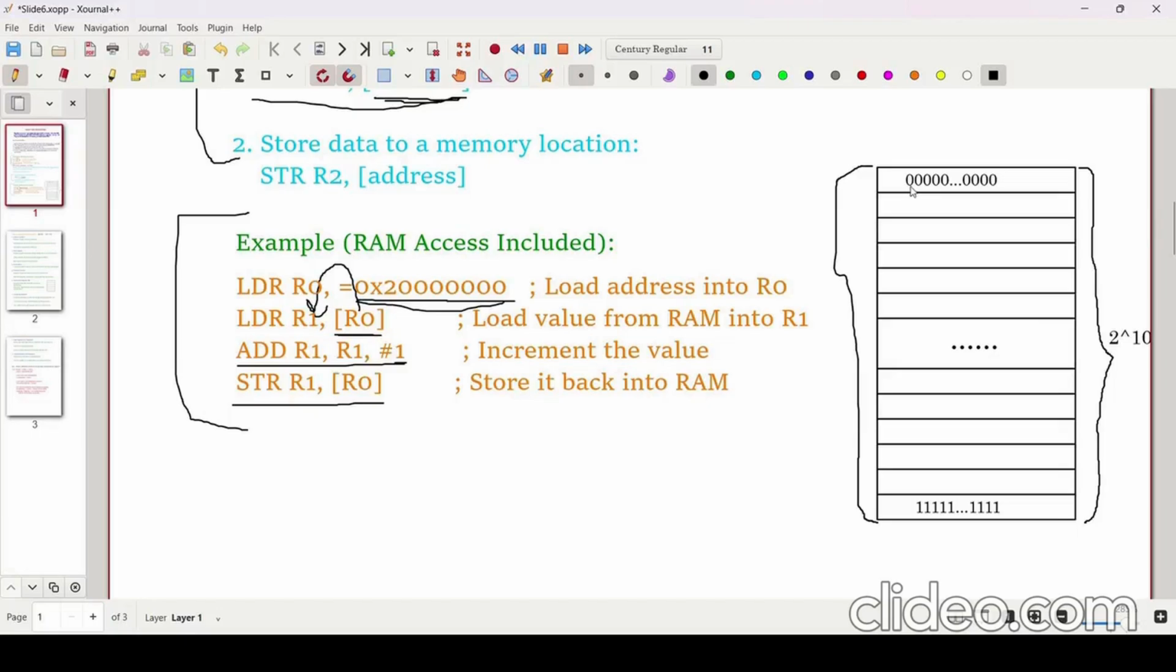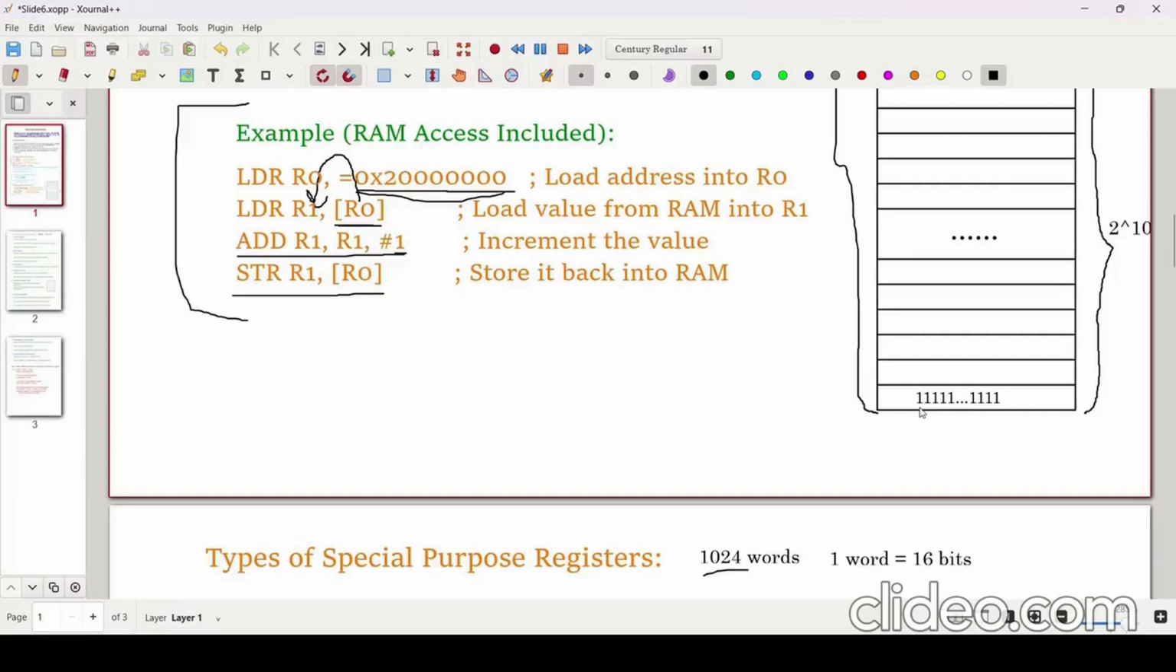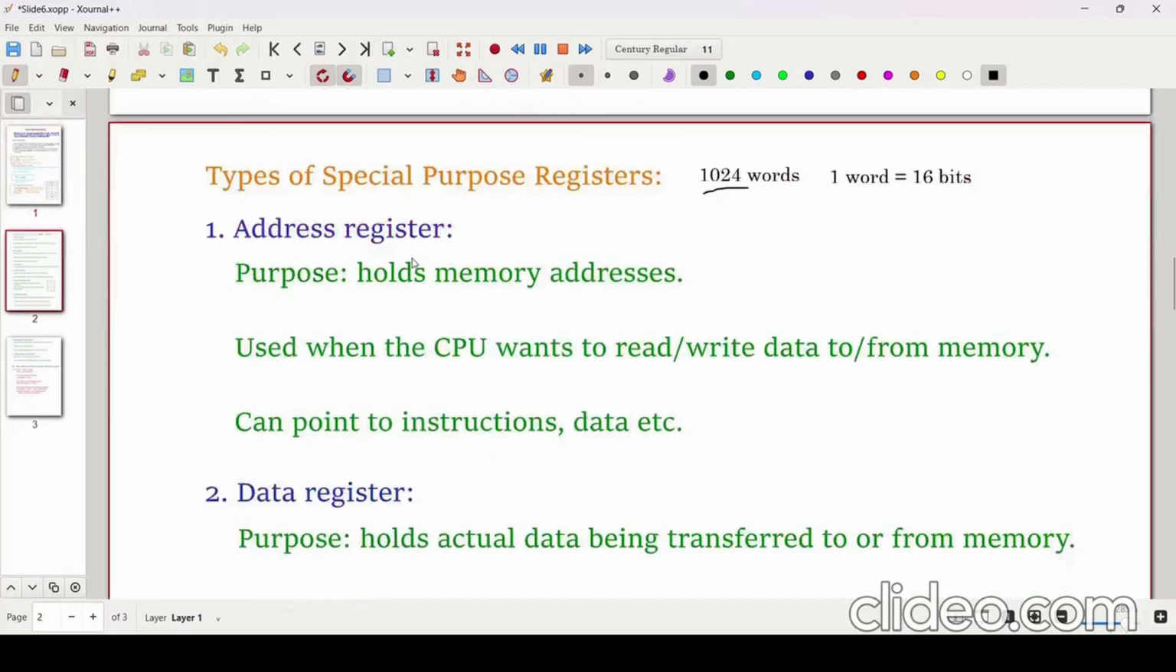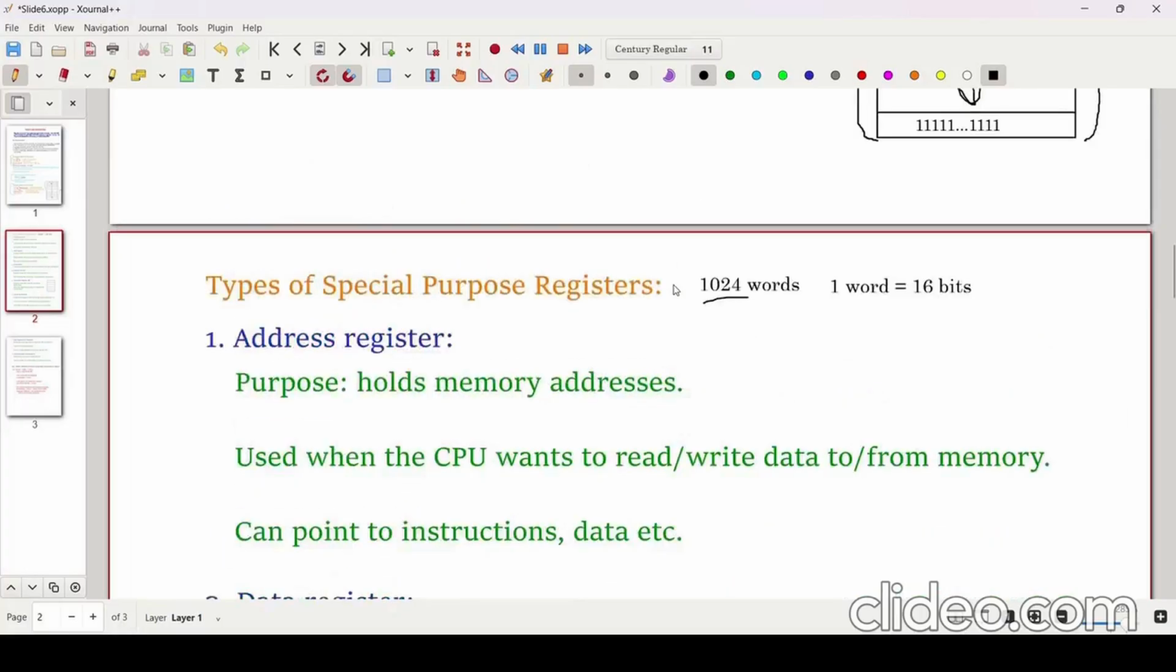The first address is 0 up to 16 zeros, right? And the last address is 1 up to 16 ones. And all other addresses will lie between these two. Okay. So this is the entire memory divided into a number of blocks. So the very first register is the address register. Basically, it holds the memory address, right? From where the CPU wants to fetch the instruction or the data. So the address is loaded onto the address bus.